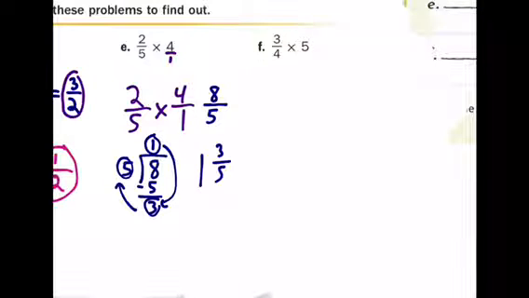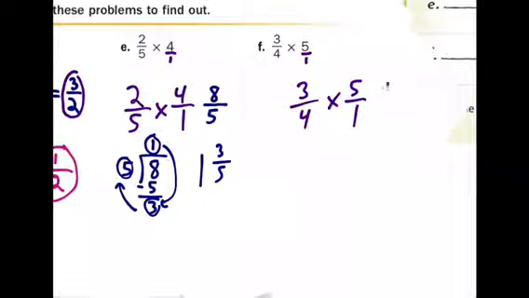All right, how did you do on F? So 3/4 times 5 over 1. Let me write it down here. Look for some bow tie reducing. So start with here. 3/4, no. 3 doesn't go into 4. 5 over 1, no. There's a 1. 3 over 1, no. There's a 1. 5 over 4, no. 4 doesn't go into 5. So no bow tie reducing in this one.